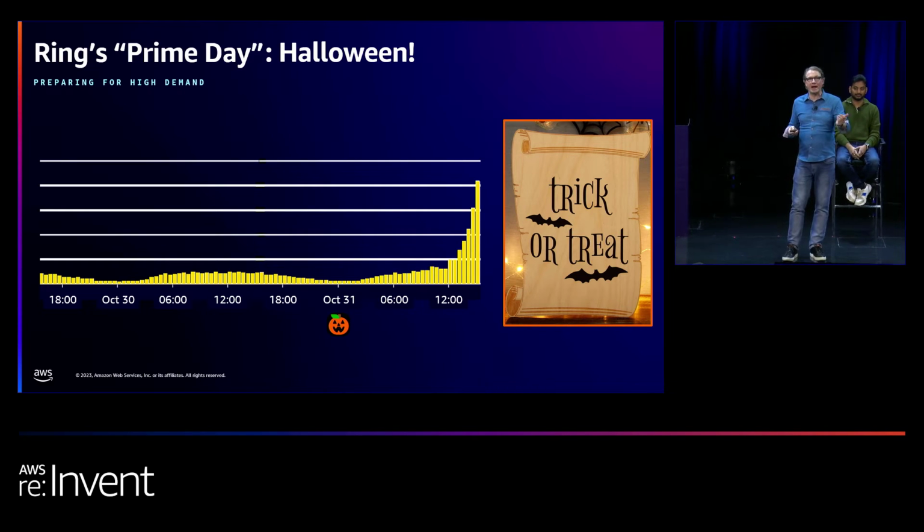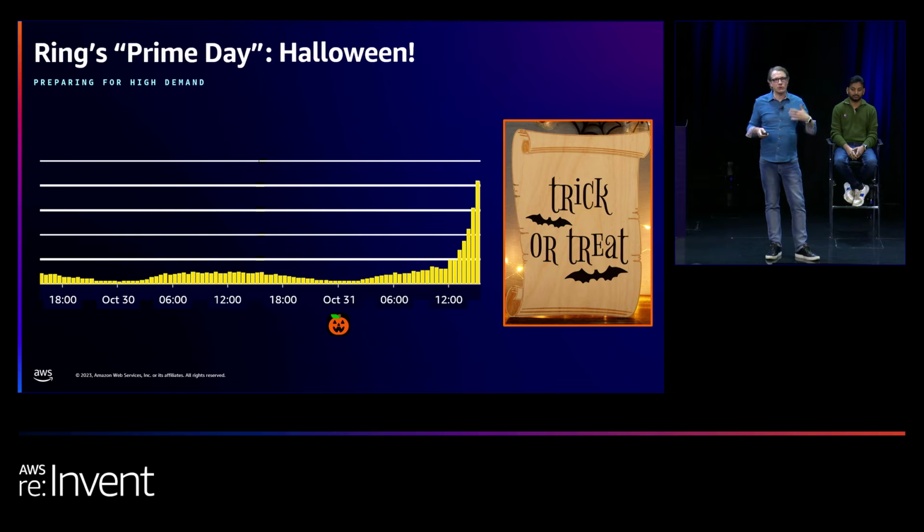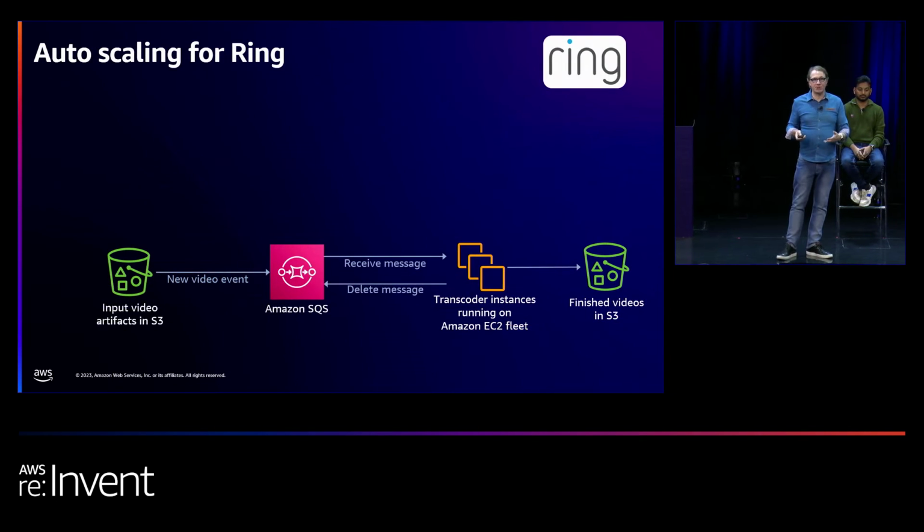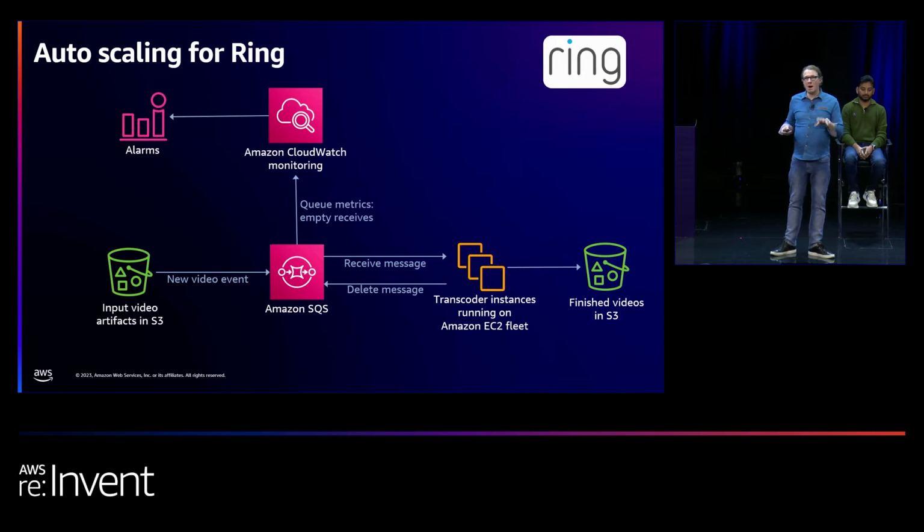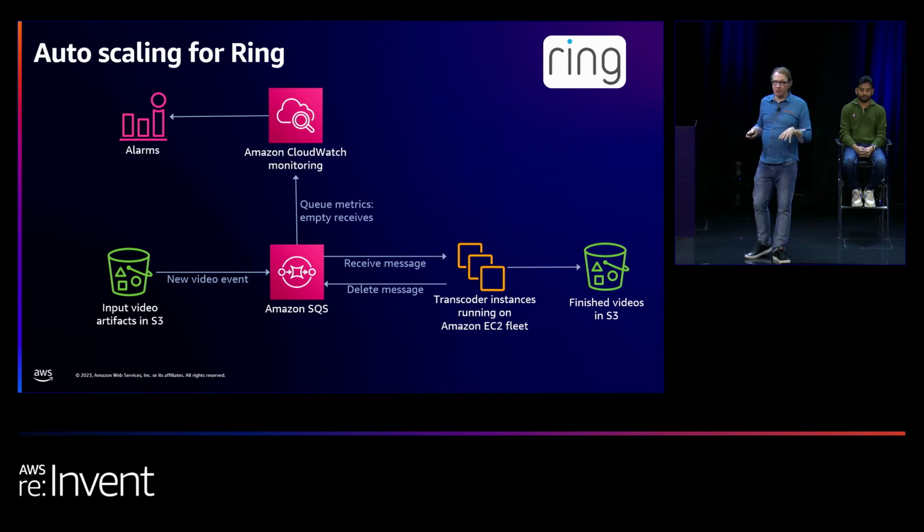That's probably a massive scale that's happening there to be able to transcode all that video. So how do they do it? Well, here's that architecture again. And they monitor, using CloudWatch, the queue. And they monitor a metric called empty receives.